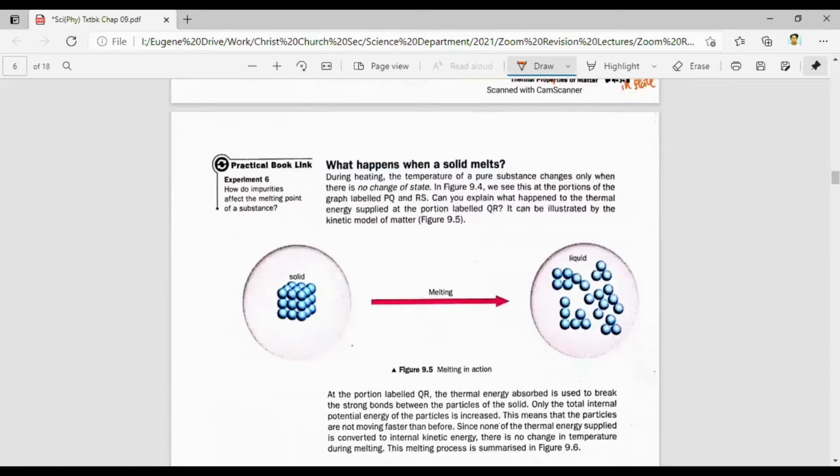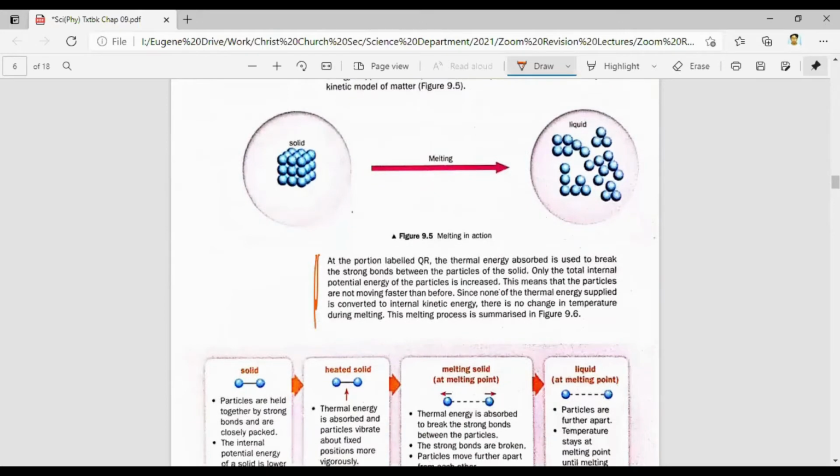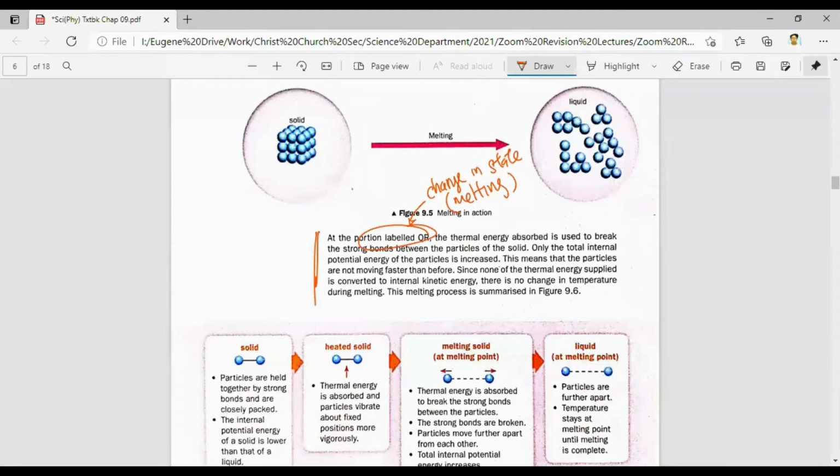So what exactly happens when the solid melts? I want us to look at this portion over here. When there's a change in state, the portion labeled QR is actually talking about the change in state. In this case, we are really looking at this process of melting. So the thermal energy absorbed is actually used to break the strong bonds between the particles of a solid.